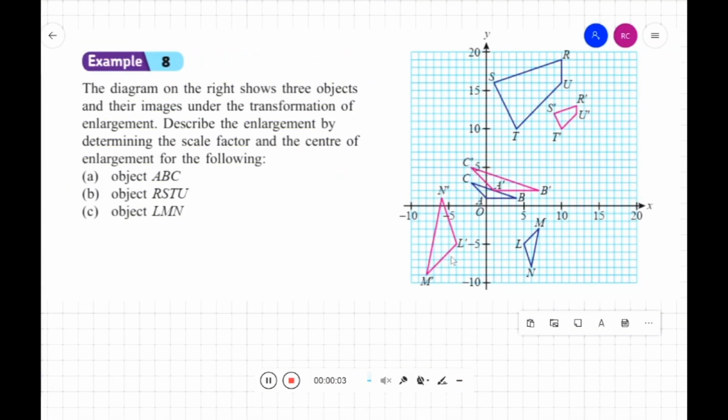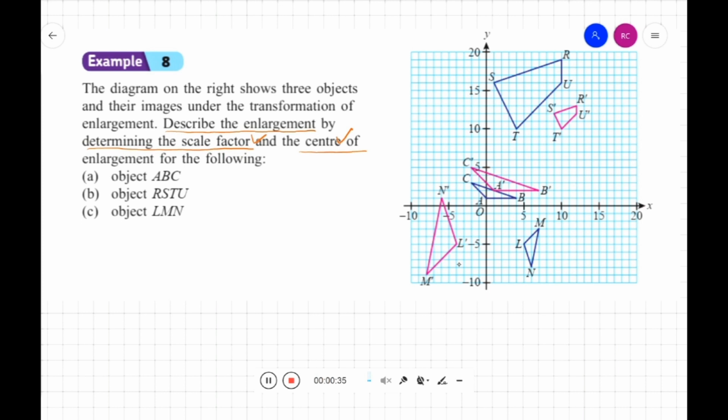The diagram on the right shows 3 objects and their images under the transformation of enlargement. Describe the enlargement by determining the scale factor and the center of enlargement for the following. So what you need to do is describe the enlargement over here, and then you need to determine the scale factor and the center of enlargement. So you got to bear in mind when you describe an enlargement, what you need to state is the center of enlargement and also the scale factor, these two.